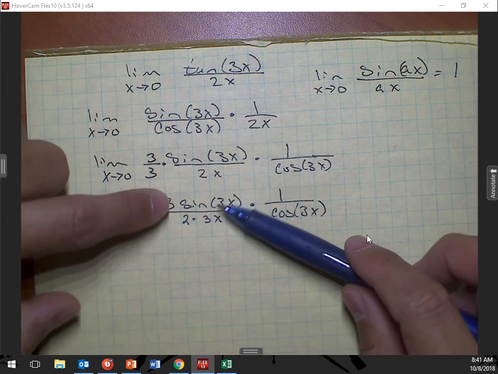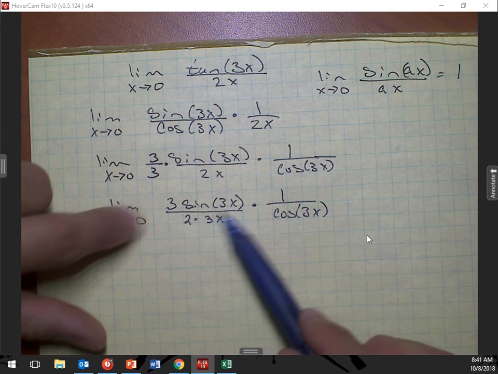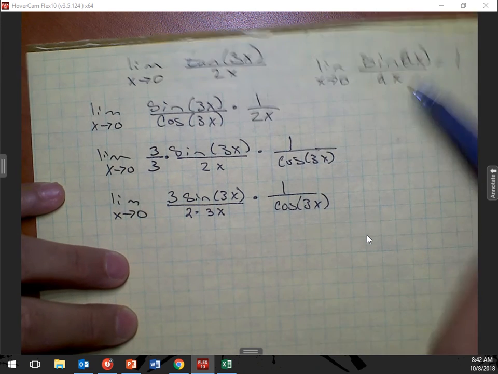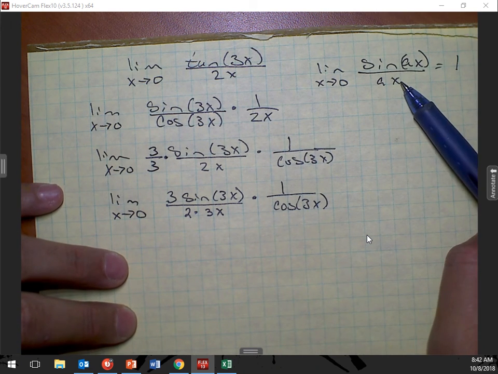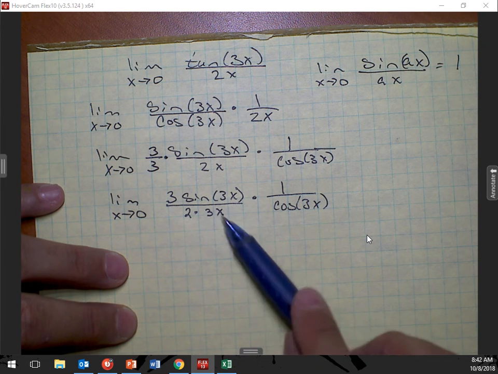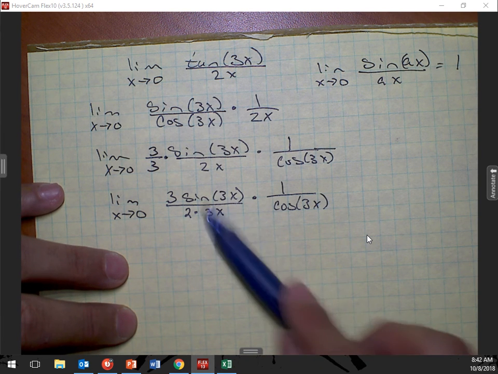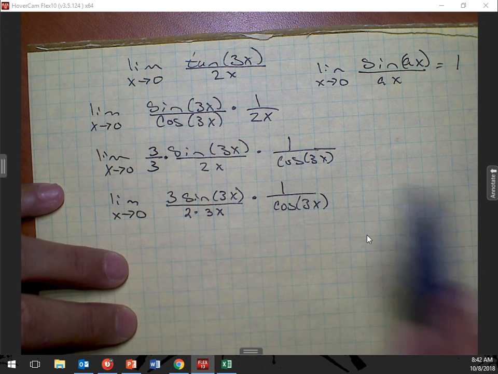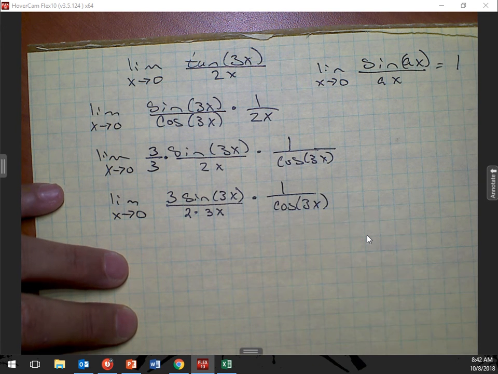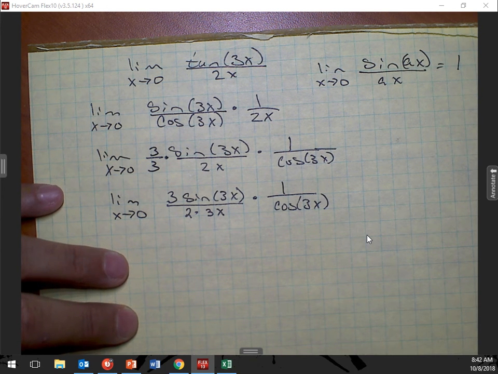Now, because I was able to move this around and manipulate it a little bit, do I have my sine of ax over ax? I do. That's going to be sine of 3x over 3x. So all that value, I'm going to replace with 1. Anything times 1 is the same thing, so I'm not changing it. Like 5 times 1 is just 5. X times 1 is just x, right?